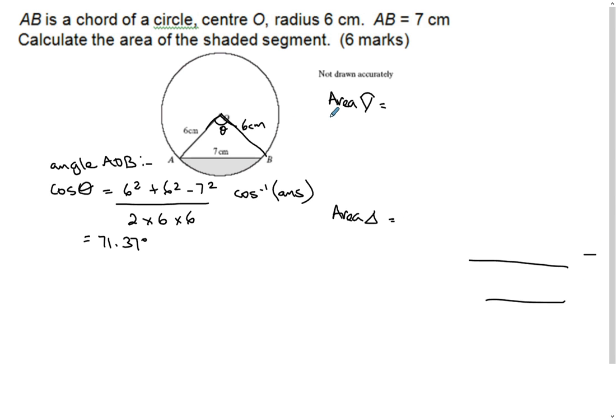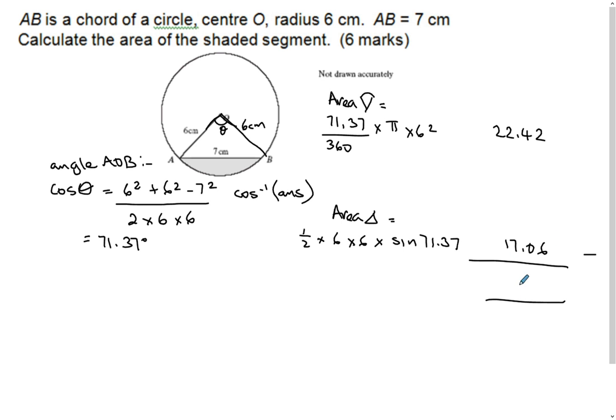prepare. Okay, so what fraction of the circle is it? 71.37 divided by 360 times pi times 6 squared. And here we've got half, we're using that B. So half times 6 times 6 times sine 71.37. There you get 22.42, and this one will give you 17.06, and you take it away and you get 5.36 centimeter squared.